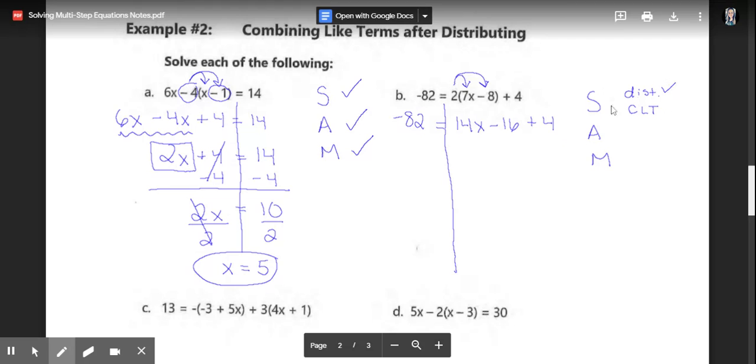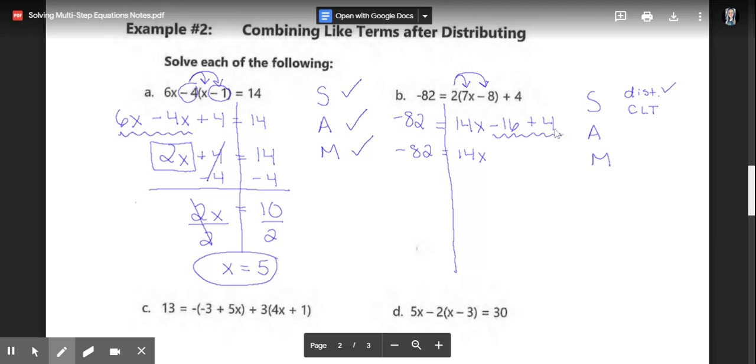The other part of simplifying is combining those like terms. In the last problem, we had two terms that had an x, so that was super easy to point out. This problem, I don't have that, but I do have two terms that can be combined. Remember, we said constants can be combined as long as they are on the same side of the equation. So on the right-hand side, since that's my side that has a lot of terms, I see a -16 and a +4. Those are two constants, and they can be put together. So I'm just going to drop down the -82, and I'm going to drop down the 14x.